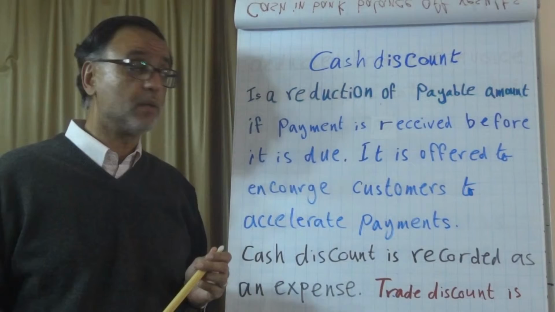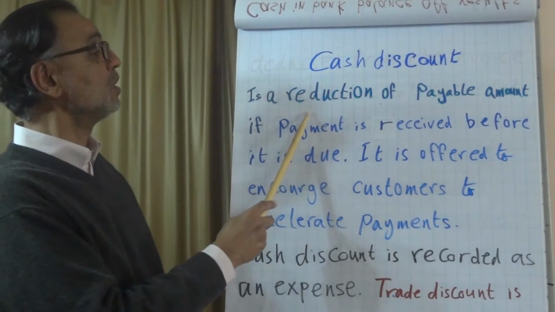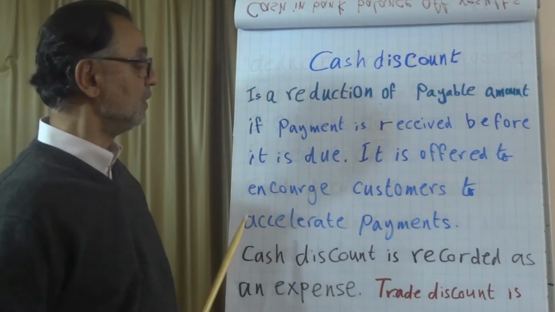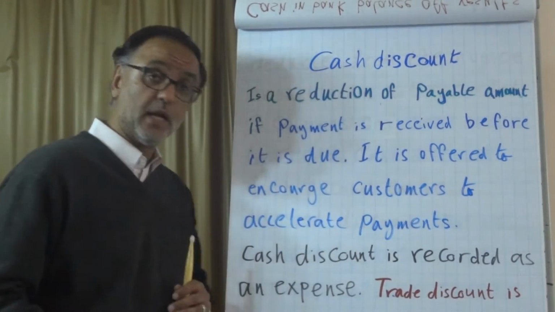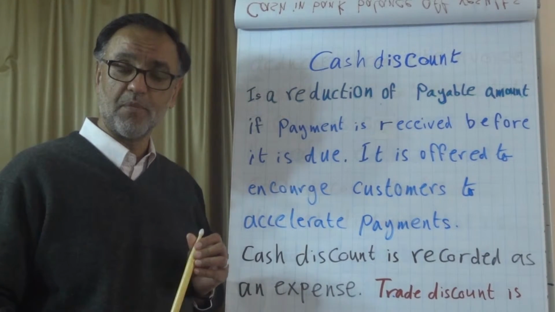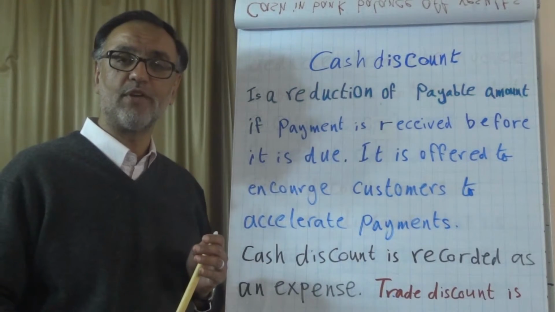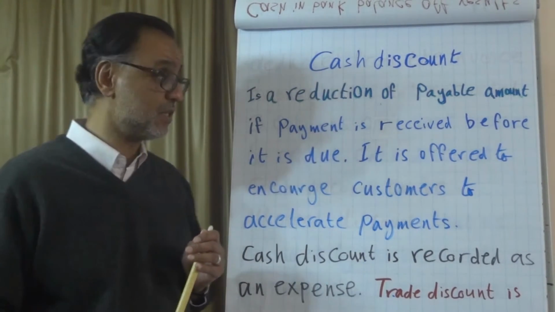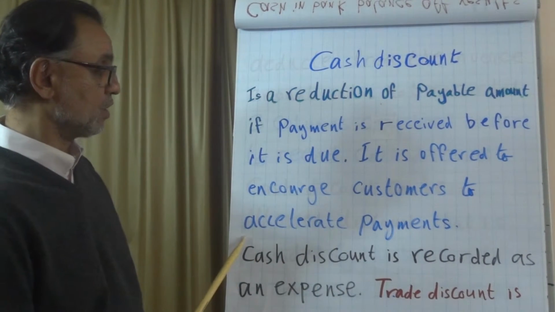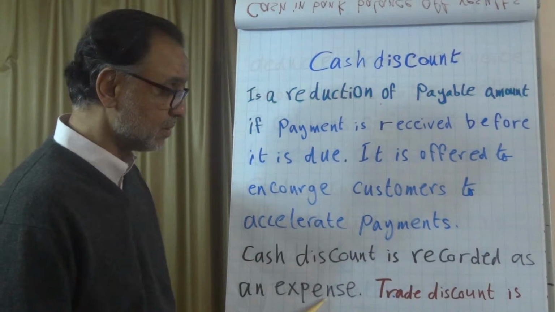Cash discount. Sometimes it is a reduction of payable amount if payment is received before its due date. So the business is encouraging customers to pay cash before they are due, and to get this money earlier, they are offering cash discounts. That's an expense for the business. It's offered to encourage customers to accelerate payments, and cash discount is recorded as an expense.